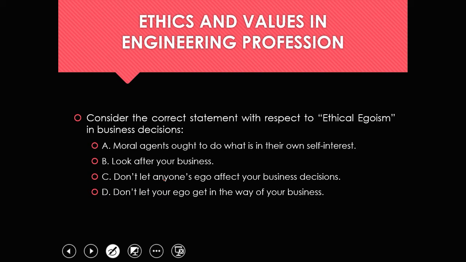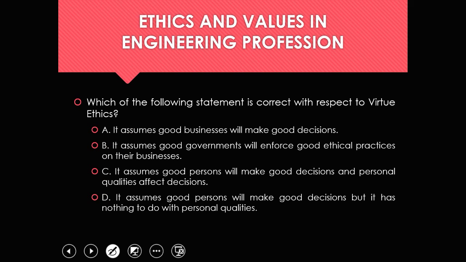Consider the correct statement with respect to ethical egoism in business decisions. Moral agents ought to do what is in their self-interest. Which of the following statements is correct with respect to virtue ethics? It assumes a good person will make good decisions and personal qualities affect decisions, since it is talking about virtue related to a person's character traits.